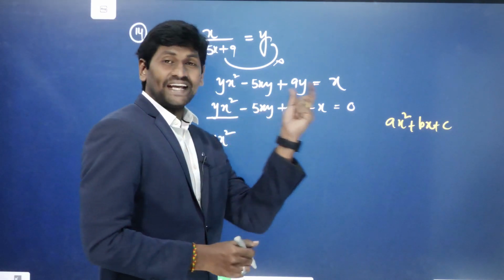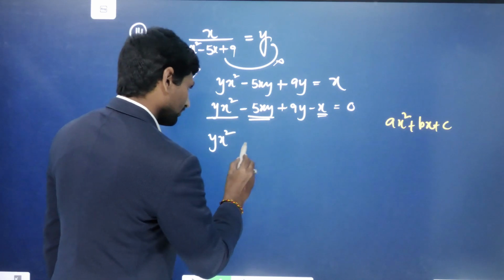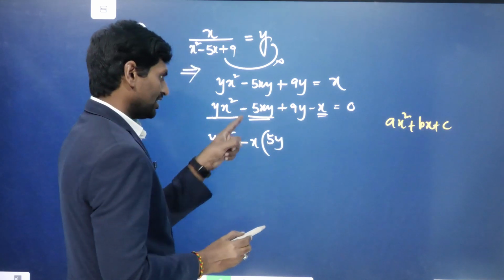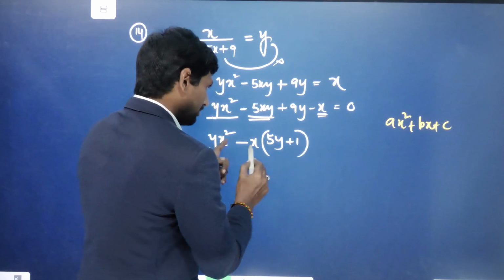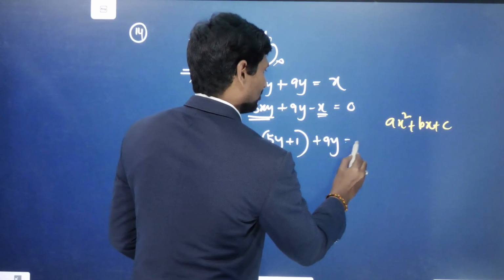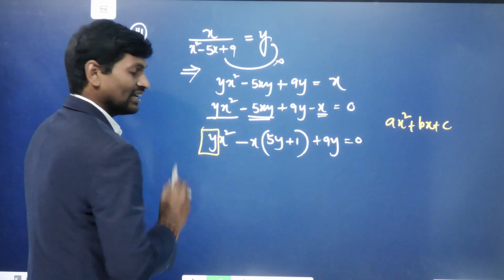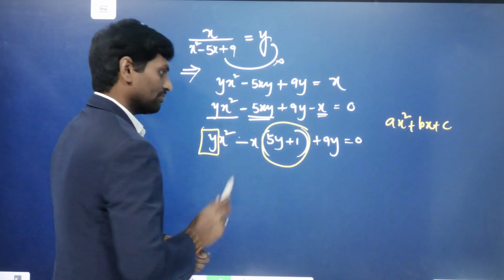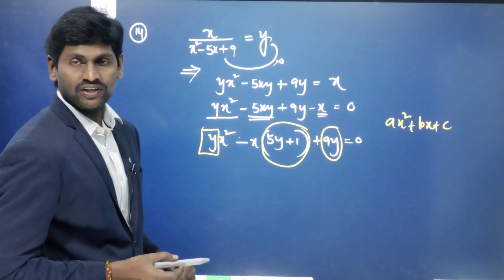Now check the x term. This is also an x term and this is also an x term. We can take x as the common part. Take minus x as a common term. What is remaining? 5y. Minus x I have taken common, so 5y remains, and here minus x taken means 1. Minus x into 5y plus 1, plus 9y equals 0. That means the a value is y. The b value is 5y plus 1 with a negative sign, that is minus of 5y plus 1. The c value is 9y.